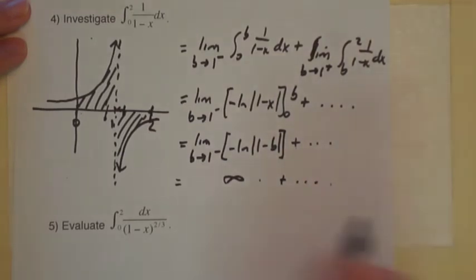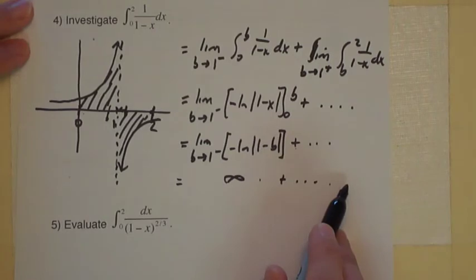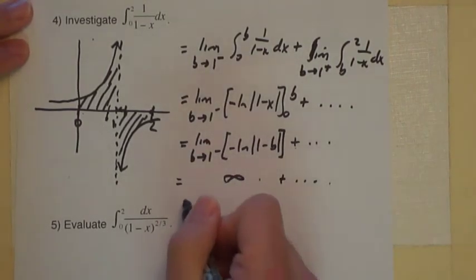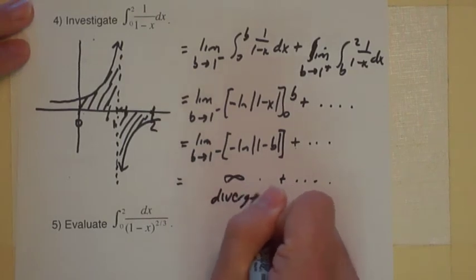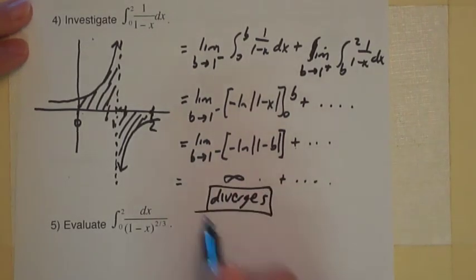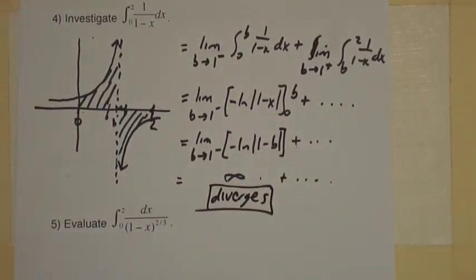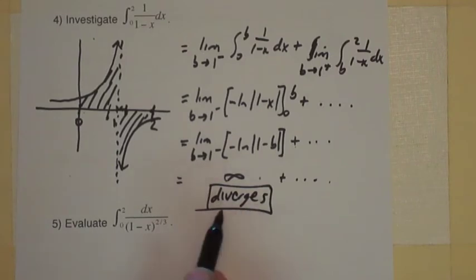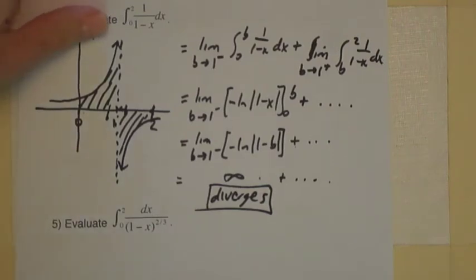Plus, it doesn't matter what happens here, and in fact this one would be a negative infinity. But when you have an infinity as part of your limit, you can just say the integral diverges and you're done. So again, we don't consider infinity plus negative infinity to be 0. We say that diverges. Infinity minus infinity in math is an indeterminate form, like 0 divided by 0.